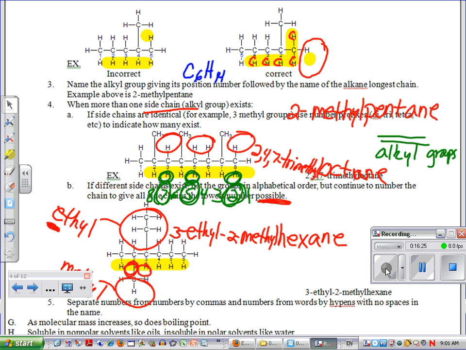Okay, and then the other thing is that because these substances are non-polar for the most part, they do not have poles. They're going to be symmetrical, and we'll talk more about that as we move on. But they're non-polar. That means that like dissolves like, and so they would dissolve in non-polar substances, and therefore they would be insoluble in polar substances like water.